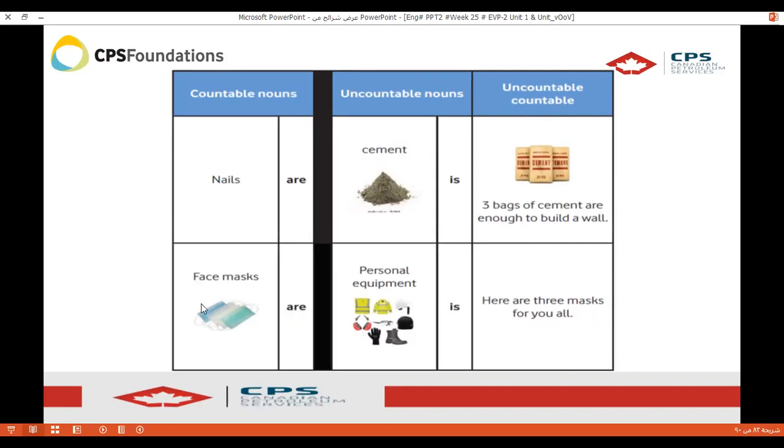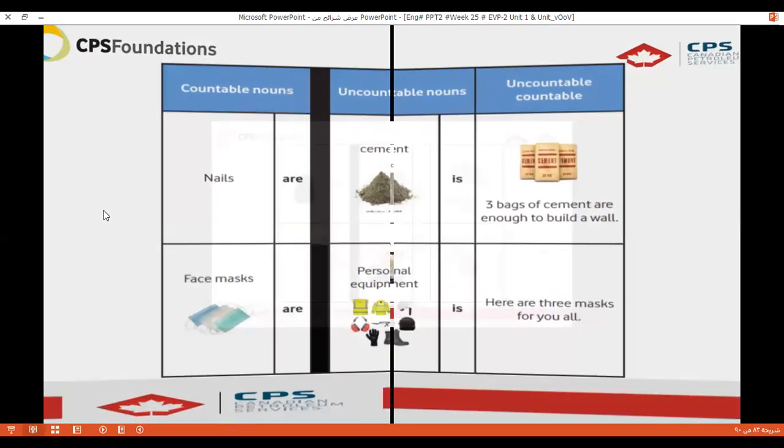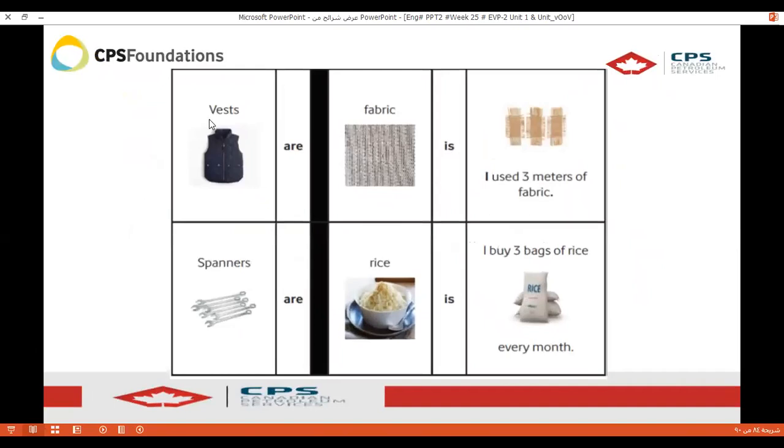The same thing applies to personal equipment, for example. If you wanted to speak about masks, you say it's plural. Helmets, goggles, safety shoes, all of these are countable, but personal equipment is an uncountable noun. We use is after it. Face masks, this is plural. Nails, this is a plural noun. The same here, the vests are black. The spanners are strong, made of metal.